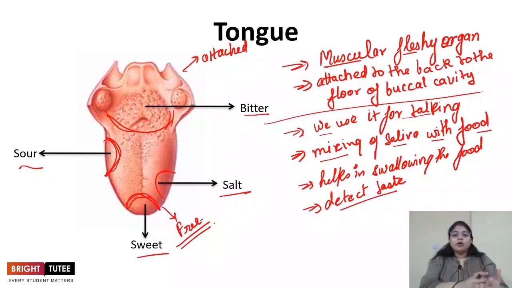Now, once we've talked about all of these three important parts, that is the salivary gland, your tongue and teeth. So in this way, students, we talked about the buccal cavity. We saw the different parts of the buccal cavity and their importance in the process of digestion. Also, we talked about the different types of incisions.